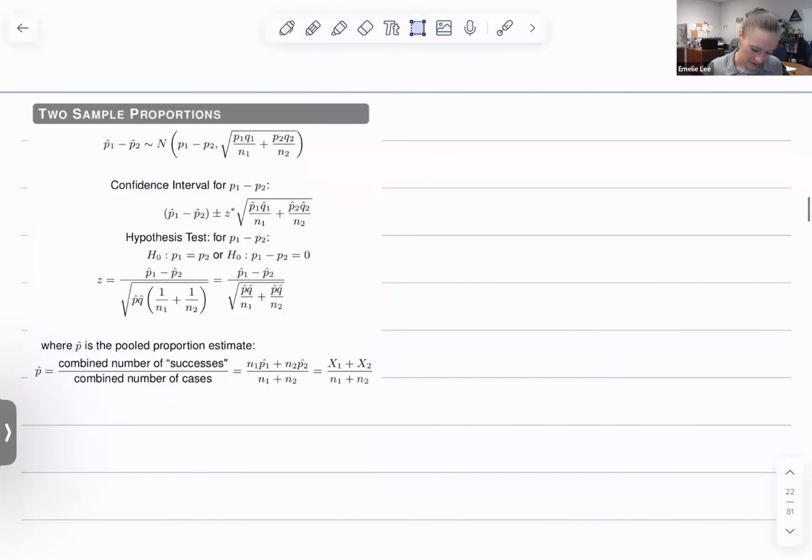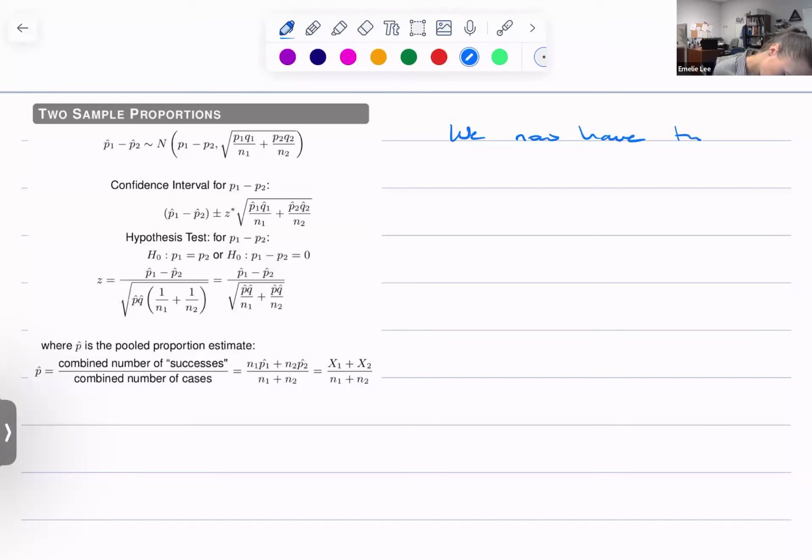Let's talk about what's going on here. Again, the central limit theorem says that, okay, a difference in proportions. So now imagine I have two samples, each with a proportion, and ultimately I want to compare those proportions. So we now have two samples of categorical data, and we want to compare the proportions.